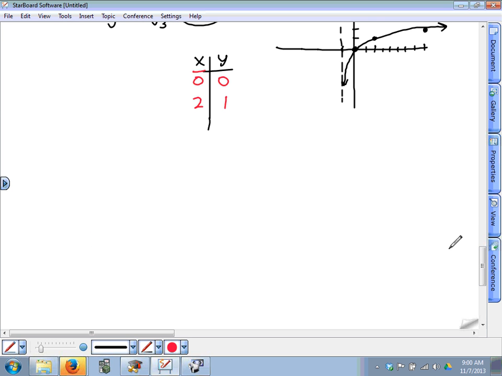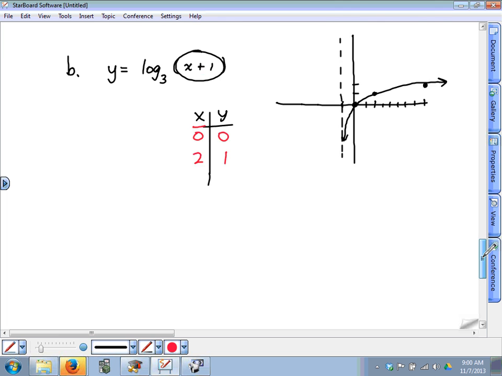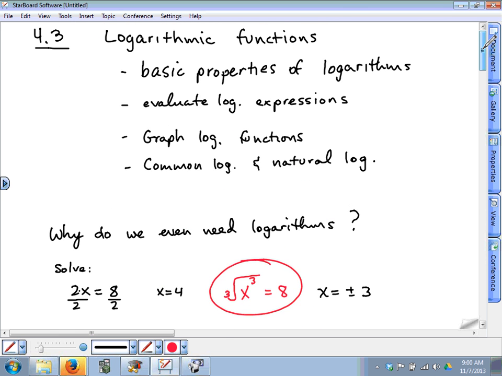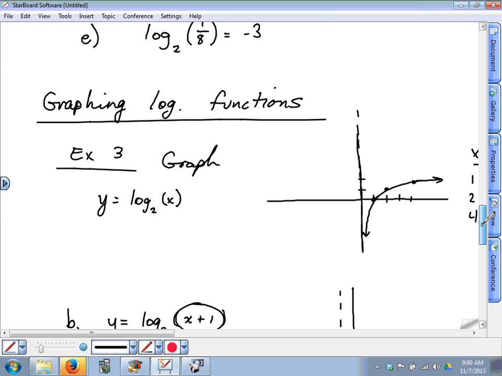Can we move on from graphing? We feel good on graphing? Okay, last objective. I think it's the last objective. Let me check. Yeah, we're on the last one. Cool.